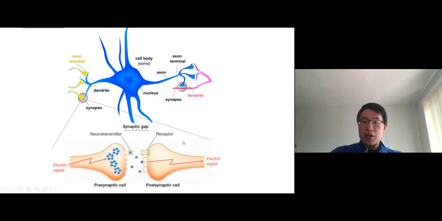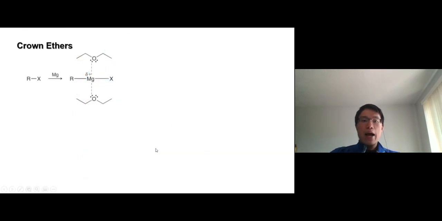So what do those ethers do? They either interrupt this communication by binding to the receptor, so the neurotransmitter cannot bind to it, or block the release of neurotransmitter on the presynaptic cell, the one before, the one about to release the chemical. Okay. Another application, we have crown ethers.